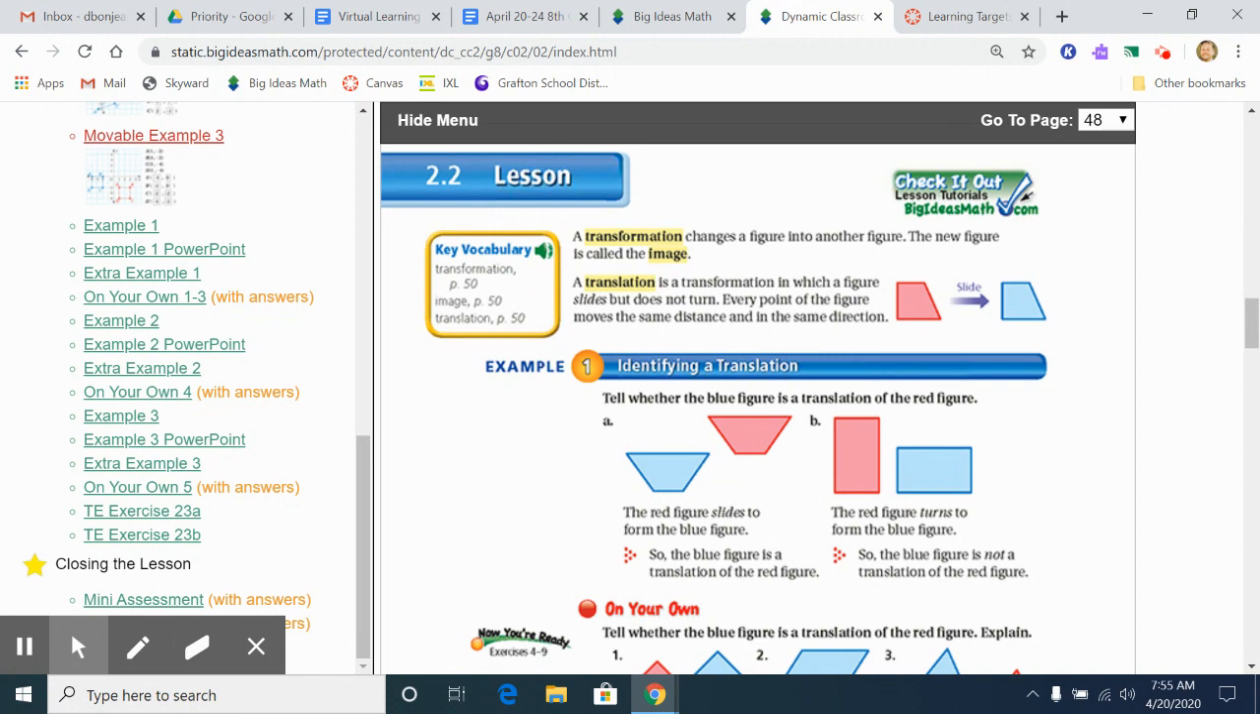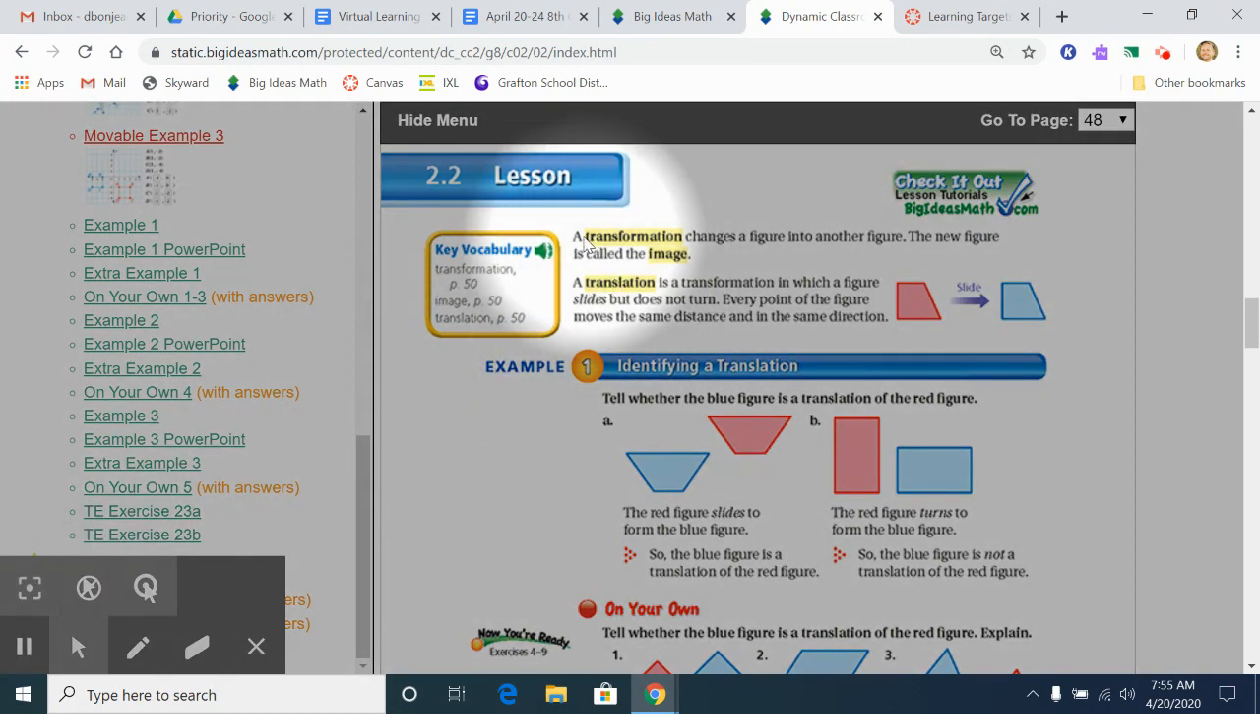Today we're going to get into 2.2, where we're going to actually start talking about what transformations are, and we're going to talk about a specific one today called a translation. All right. So let's read some vocab quick so we can understand what we're doing.